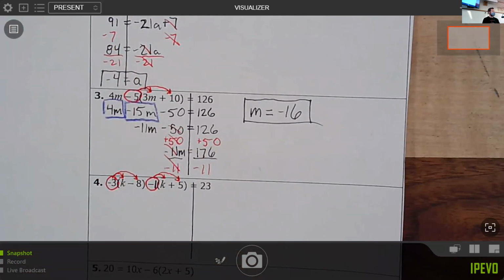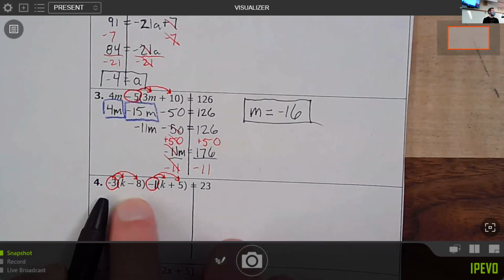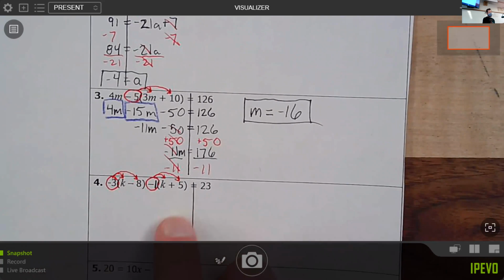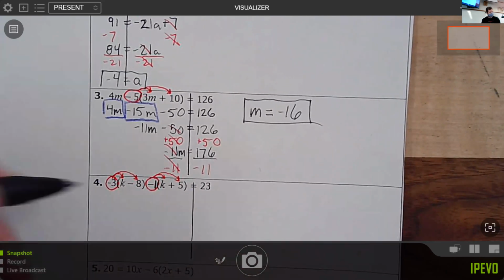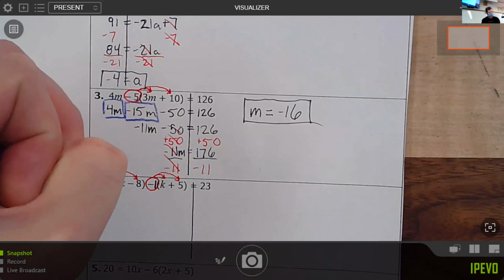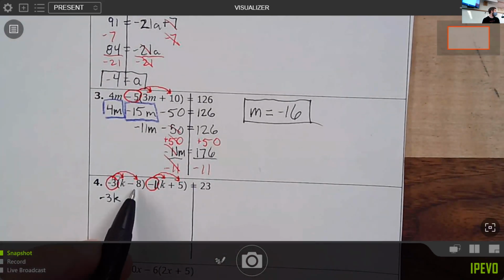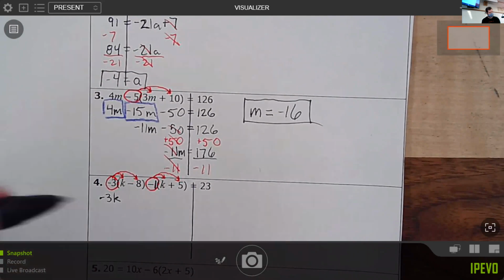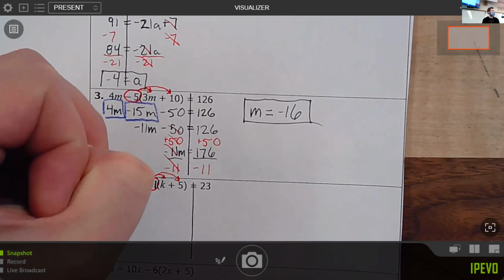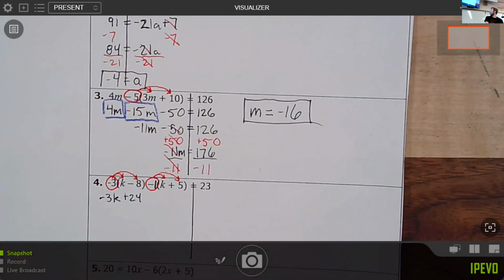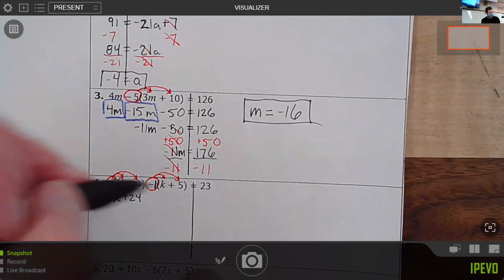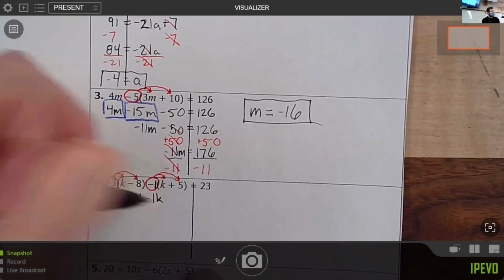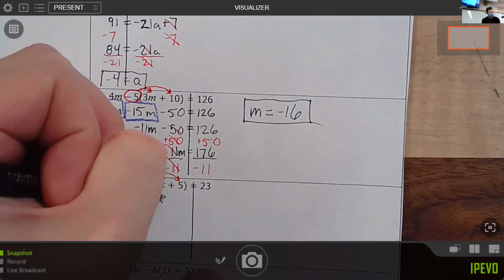Now we can go ahead and distribute into both sets of parentheses, negative 3 into the first set, negative 1 into the second set. So negative 3 times k is just negative 3k. Negative 3 times negative 8, two negatives make a positive, 3 times 8 is 24, so that's negative 3k plus 24. Negative 1 times k is negative 1k, and negative 1 times 5 is negative 5.